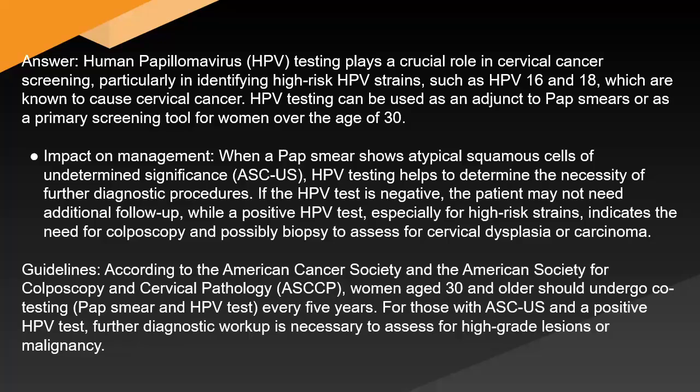HPV testing can be used as an adjunct to Pap smears or as a primary screening tool for women over the age of 30. Impact on management: when a Pap smear shows atypical squamous cells of undetermined significance, or ASCUS, HPV testing helps to determine the necessity of further diagnostic procedures. If the HPV test is negative, the patient may not need additional follow-up, while a positive HPV test, especially for high-risk strains, indicates the need for colposcopy and possibly biopsy to assess for cervical dysplasia or carcinoma.